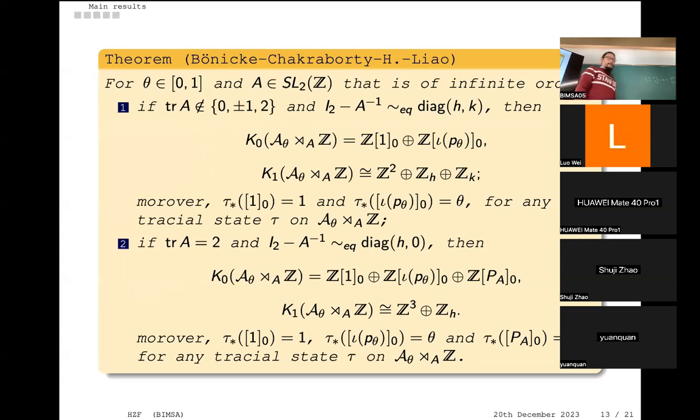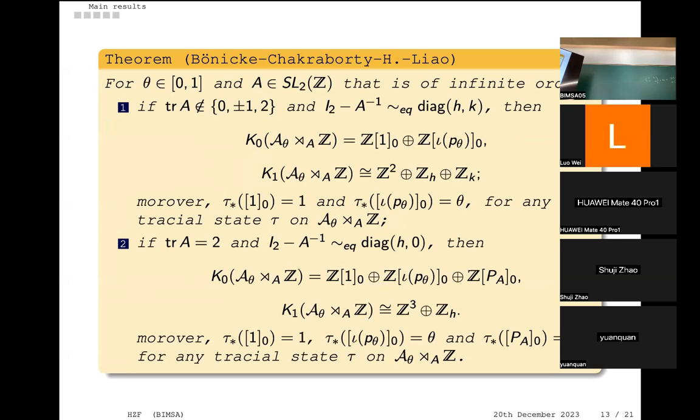You see the similarity. So the first item says that if the trace of the generating matrix of the integer action is not 2, and this related matrix has the Smith normal form, which is this form for positive integers h and k, then the K0 group of the resulting cross product is just the free abelian group generated by these two classes. Here P theta is the so-called Rieffel projection.